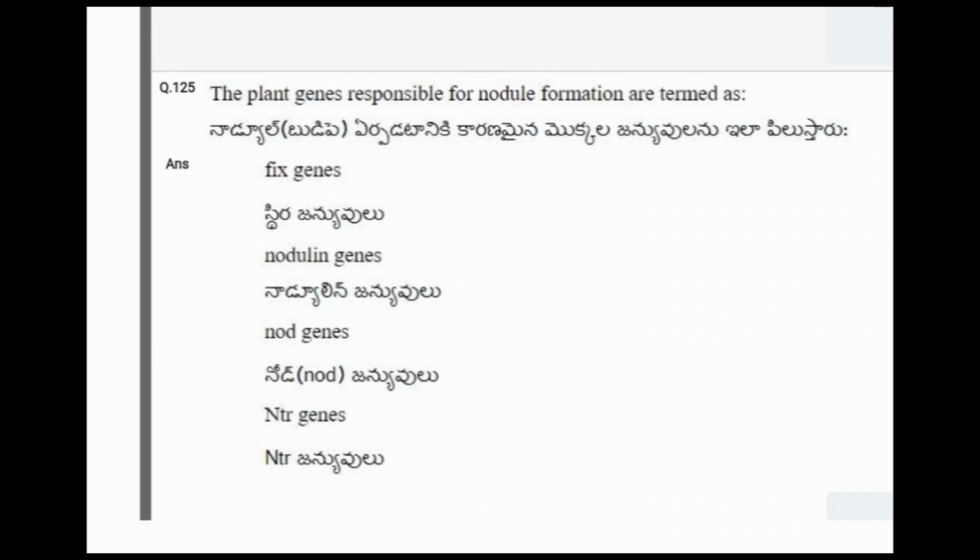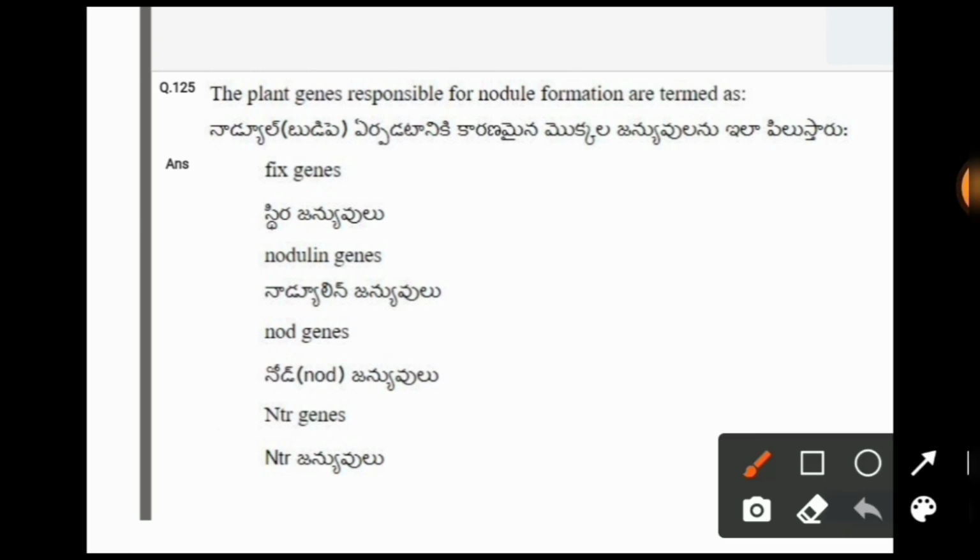The plant genes responsible for nodule formation are termed as. Options are fixed genes, nodulin genes, knot genes, NTR genes. The correct option is nodulin genes.